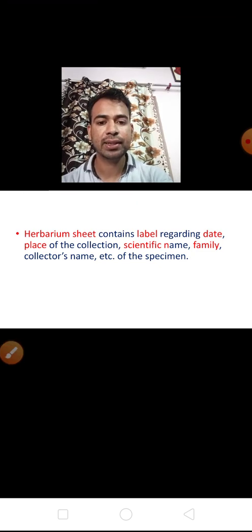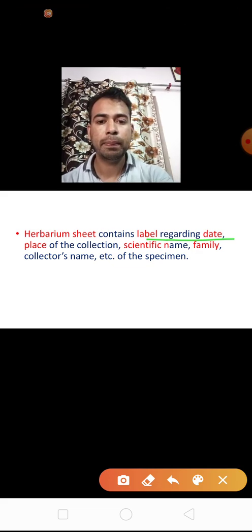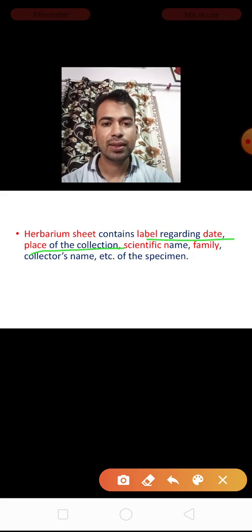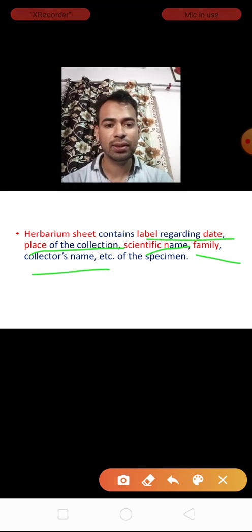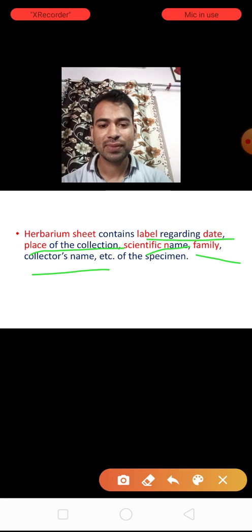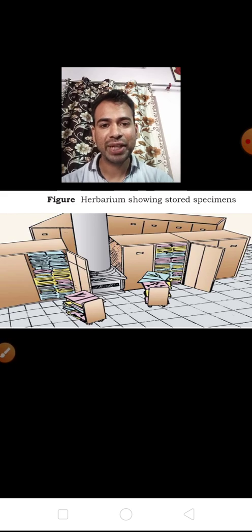So a herbarium sheet contains a label regarding the date, place of collection, scientific name, family, collector's name, etc. of the specimen. Clear about herbarium? I'm showing a picture of a herbarium in front of you. These are the various sheets in which the dried, pressed plant species are found. Clear? Any problem regarding that?